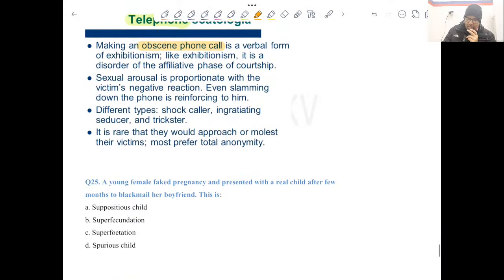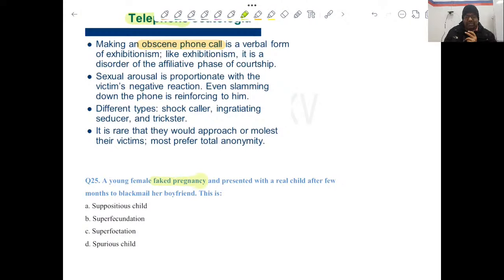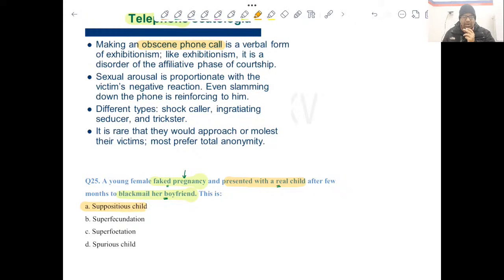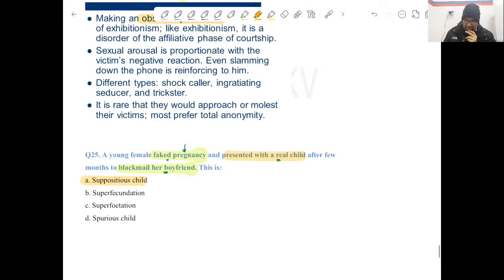Then moving forward, a young female faked pregnancy and then presented with a real child to blackmail her boyfriend. So it means the lady was not pregnant, but she pretended that she is pregnant, and then after some time she came with a child and started blackmailing her boyfriend that you are the father of this child. Now what is this known as? This is supposititious child. Very good. So the basic purpose is to blackmail so as to extract some money or some other ill motive. So that is supposititious child.